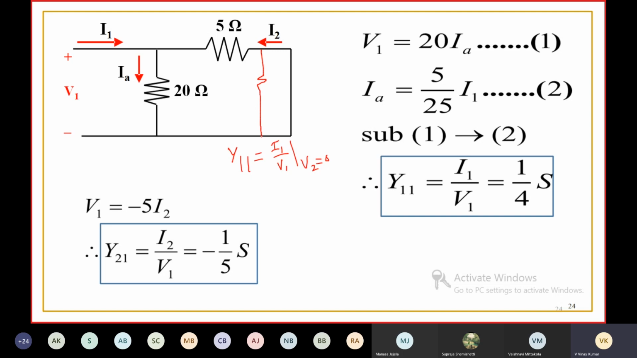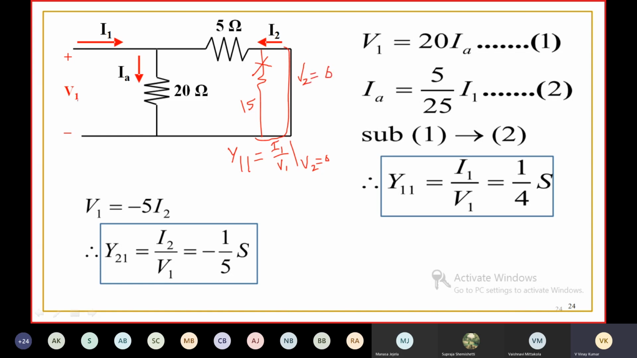Actually, you are having one resistance, 15 ohms resistance. Okay, you are short circuiting port 2. This is short circuited. When this is short circuited, no current will be flowing through this resistance. Right? Okay. Then here V2 is short circuited.